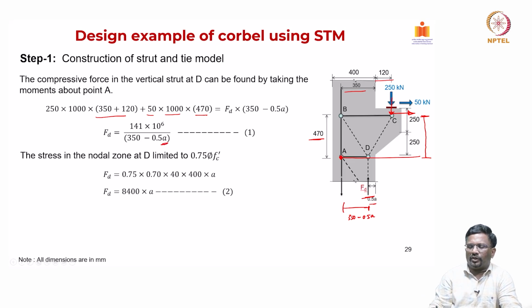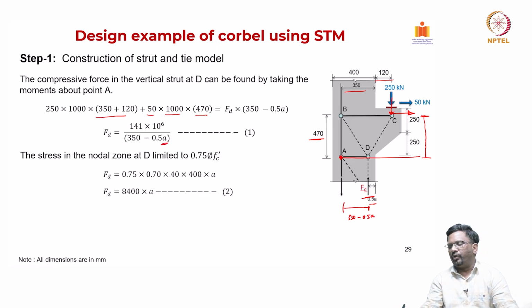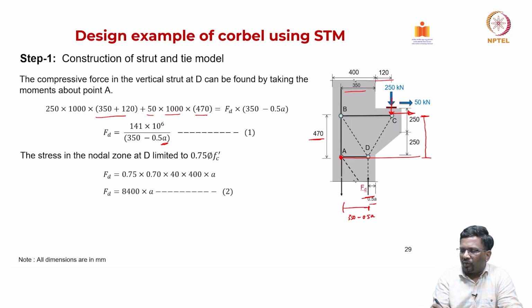So, I found FD in terms of A, because A is what we are trying to find, the width of the strut. We have found the force in terms of that strut. Now, if you substitute, we can also invoke another condition. The stress in the nodal zone at that point D is typically limited to 0.75 times the strength reduction factor times f prime c.